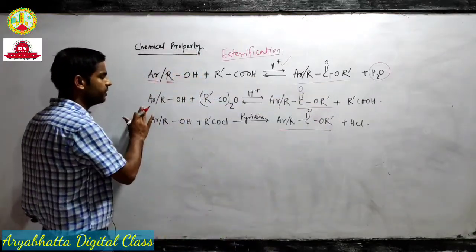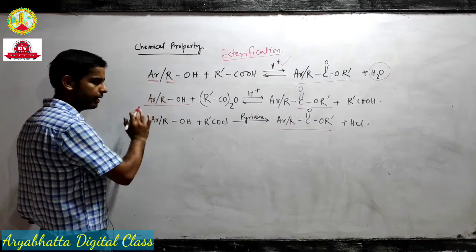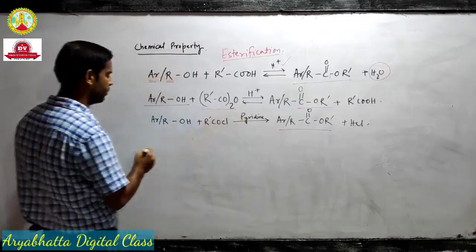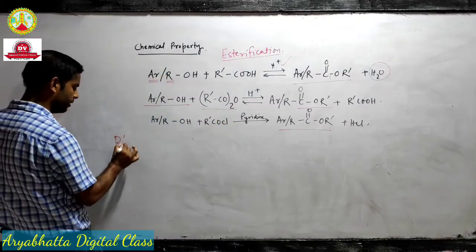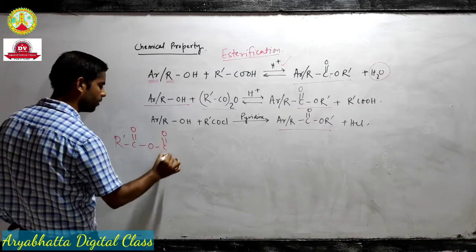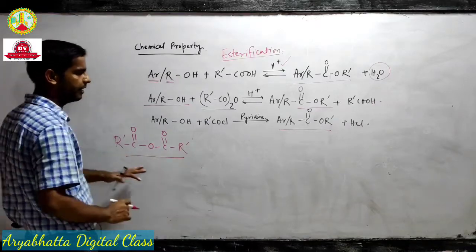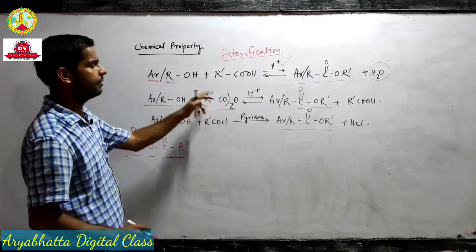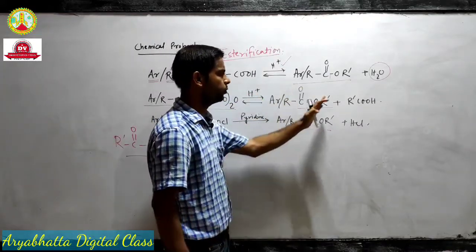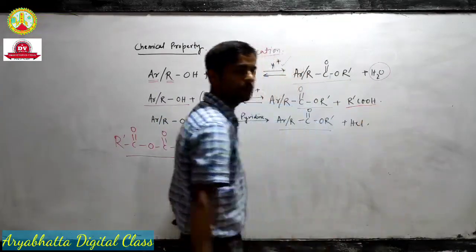In the second reaction, we see that alcohol or phenol, that means aryl or alkyl, reacts with acid anhydride. These are acid anhydrides. They look like this actually. Acid anhydride is something like this. Okay, so this is the structure of acid anhydride. So when acid anhydride reacts with alcohol in presence of acid, it produces the same ester and a carboxylic acid.